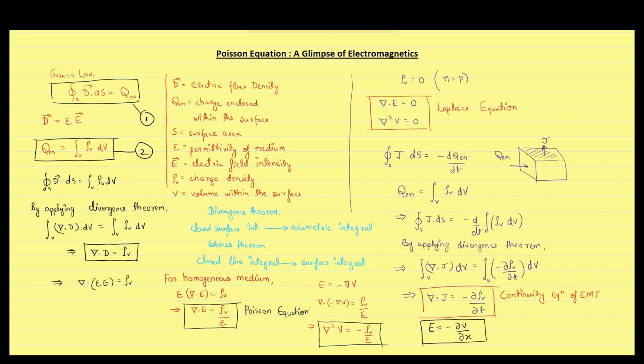The two equations which we have discussed in this lecture, the one is the Poisson equation in terms of electric field intensity, and the other form of continuity equation will be used in later lectures.